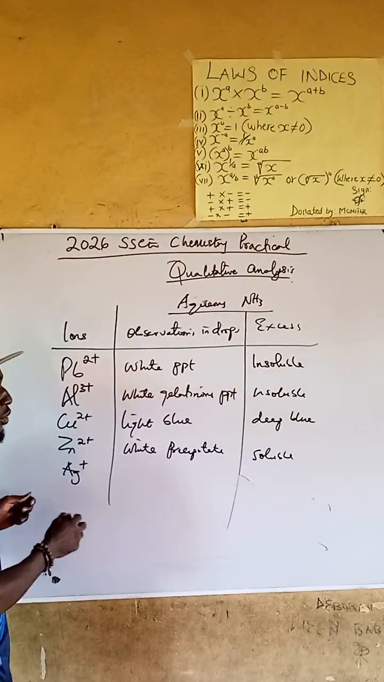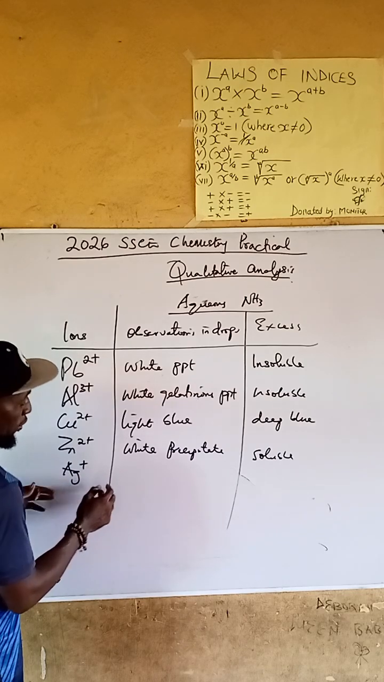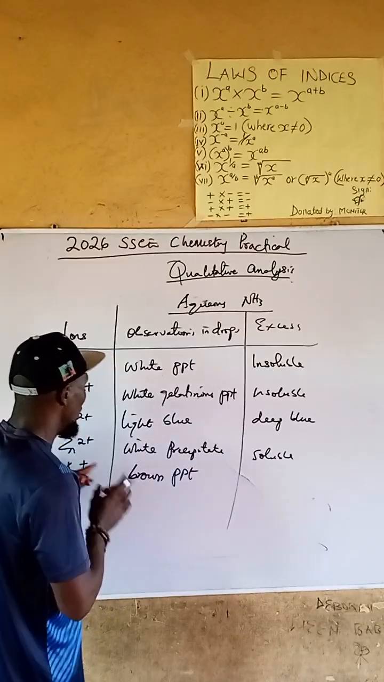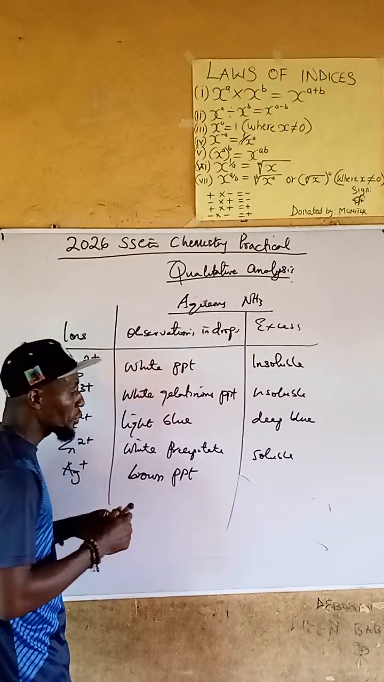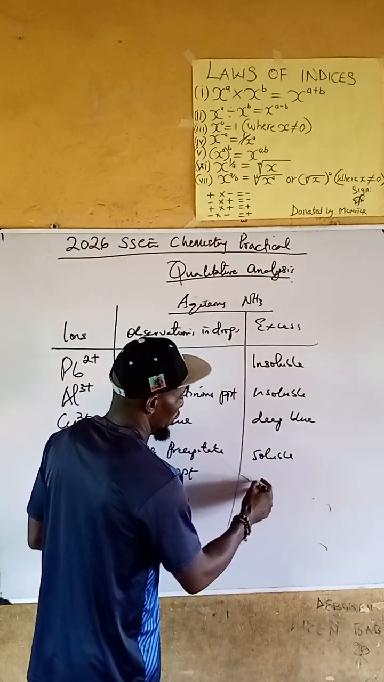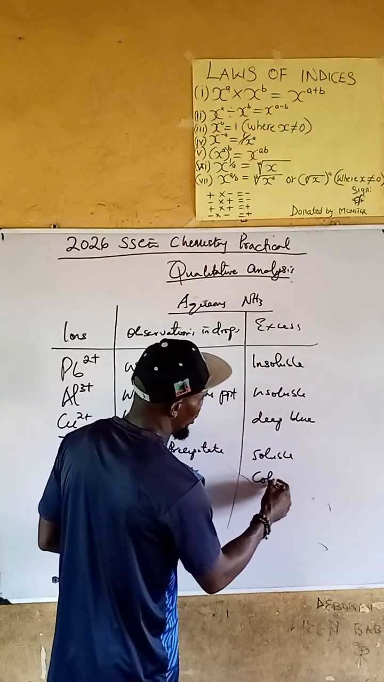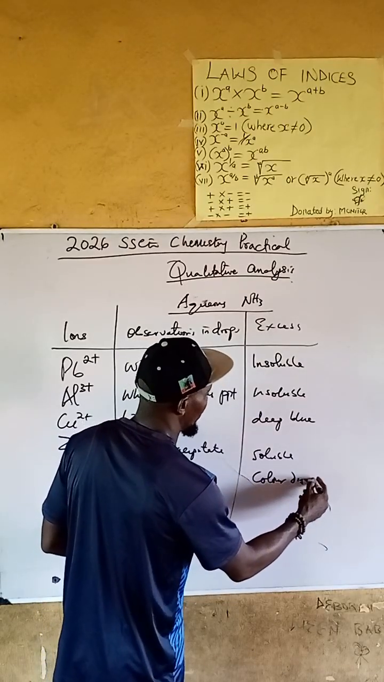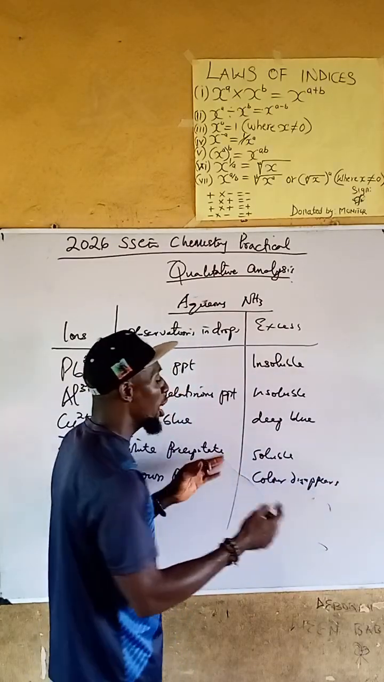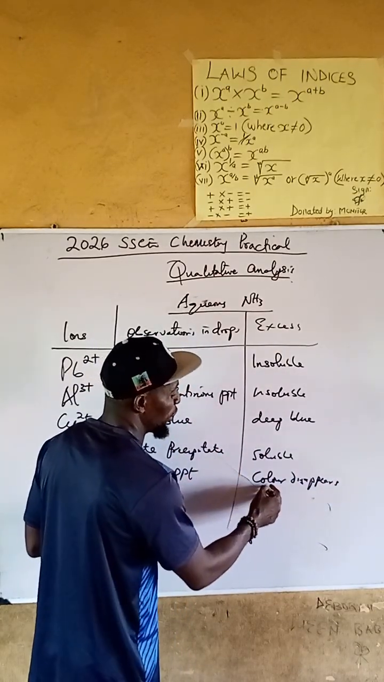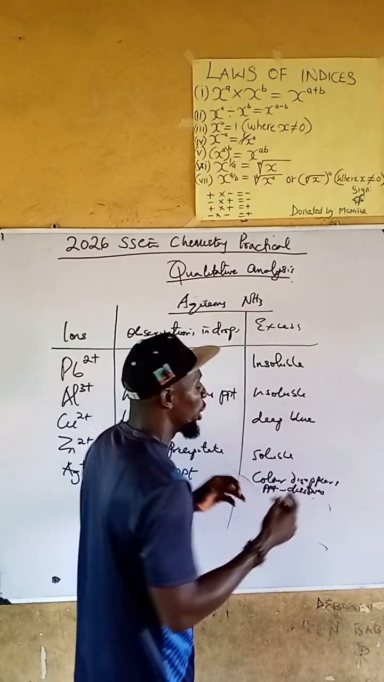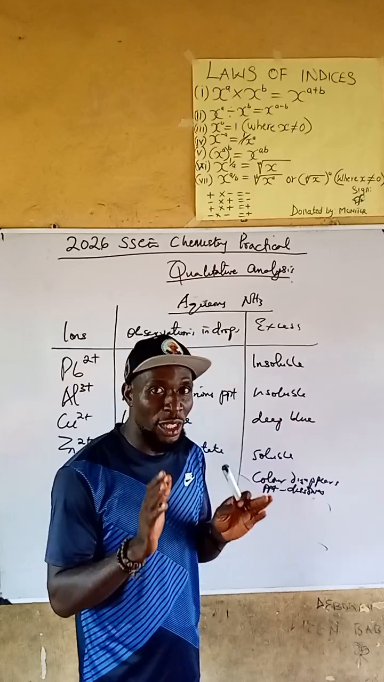Ag plus. Now silver ion: a brown precipitate. In excess aqueous ammonia, the color disappears. The brown color disappears. Take note of that. The brown color disappears and the precipitate dissolves. Are you following?